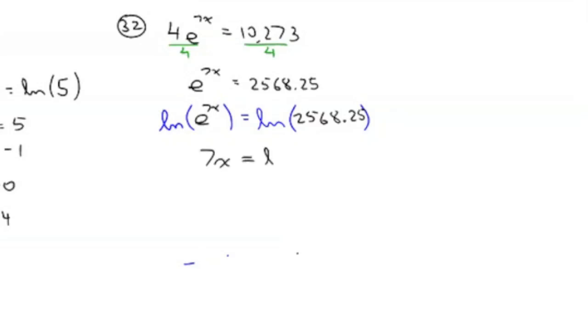And then on this side you get ln of 2,568.25, which is easy enough to solve, right? Divide by 7. When you type it in your calculator, it's going to be an approximation, so try not to put equals. It's 1.12. More than likely on a test, I'll ask you for the nearest hundredth, which is that. That's not that hard, right?